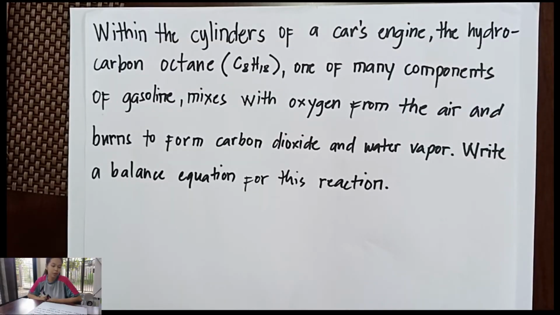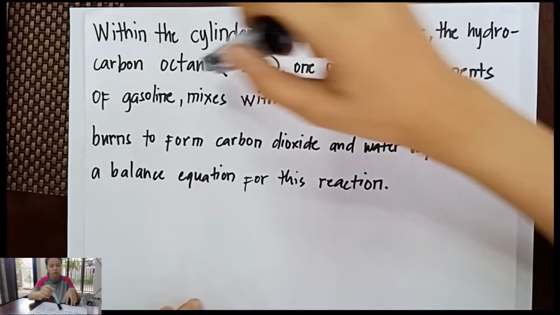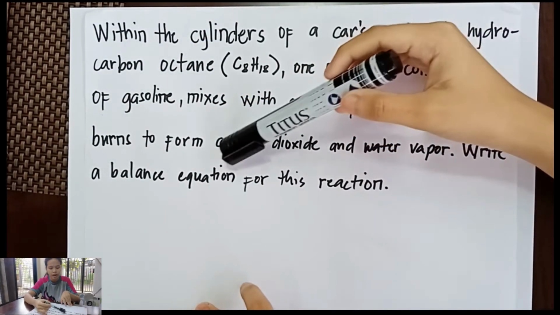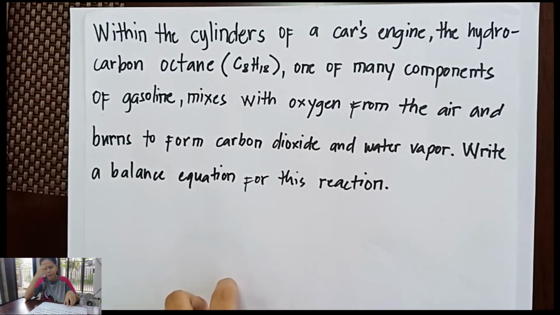So now we're going to apply what we have learned. Here I have a problem that states that within the cylinders of a car's engine, the hydrocarbon octane, one of the many components of gasoline, mixes with oxygen from the air and burns to form carbon dioxide and water vapor. Write a balanced equation for this reaction. So we're going to look at what the elements and compounds are. Here I can see hydrocarbon octane, oxygen, carbon dioxide, and water vapor.